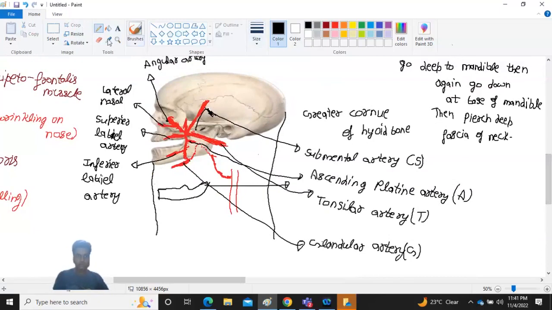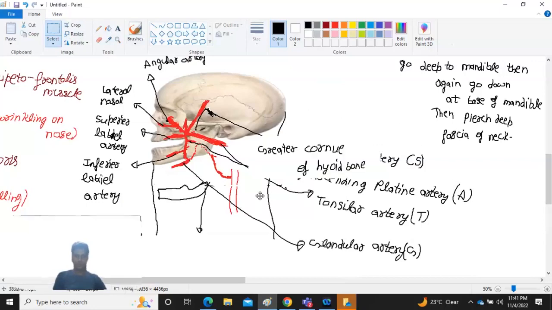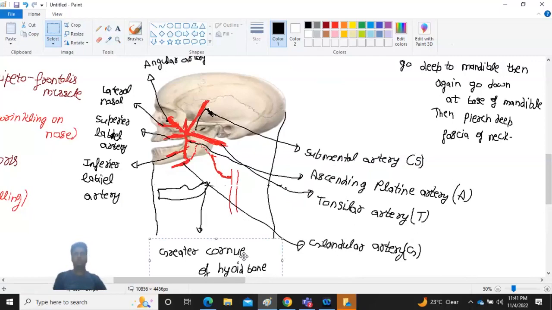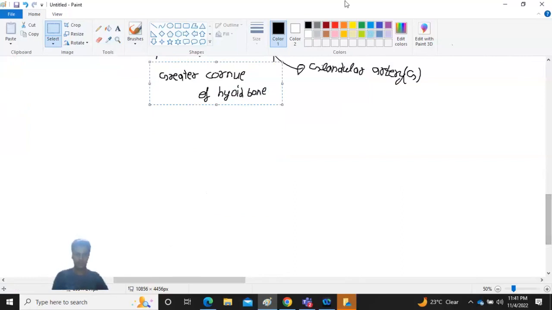And you can say this is the greater cornu of the hyoid bone. Done. So we can write here the branches of the facial artery.